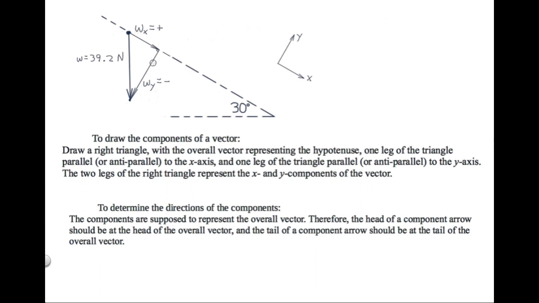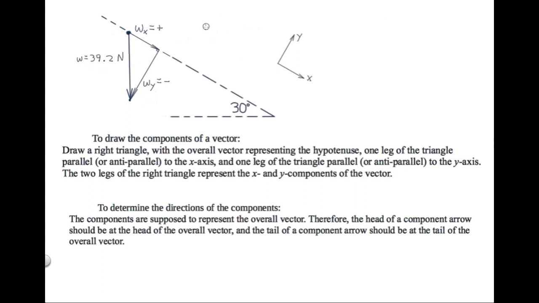Here is the right triangle that we're going to use to break the weight vector into components. Students often have difficulty drawing the correct right triangle. We can use this rule to draw the correct right triangle. In our right triangle, the hypotenuse should represent the overall vector, and that's what we have here. This side is the hypotenuse because it's across from this 90-degree angle, and this side does represent the overall downward pointing weight vector.